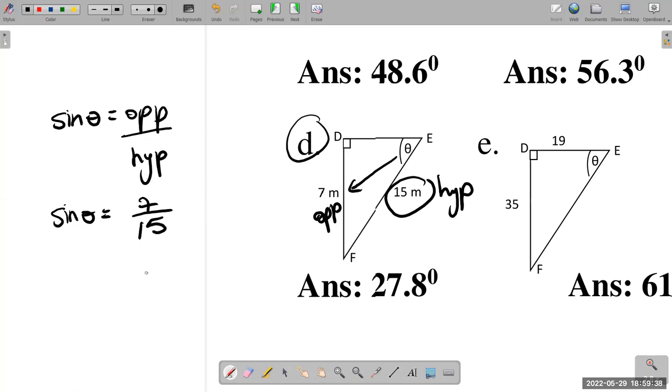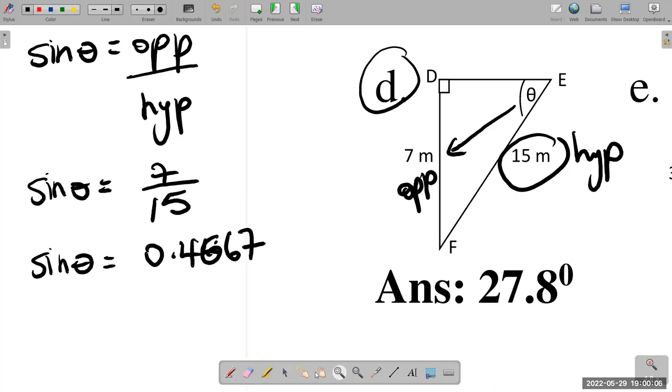Everybody with me? So sine theta, what's my fraction? What's my decimal? 7 divided by 15 is what? Should be about a half, 0.4 something. Almost 0.5, 0.4 something. Very good. That's it. You write out the whole entire thing at least to 4 DPs. 4, 6, 6, 7.